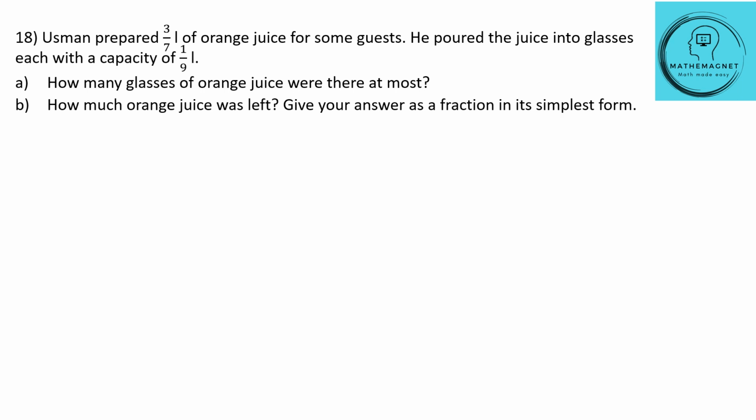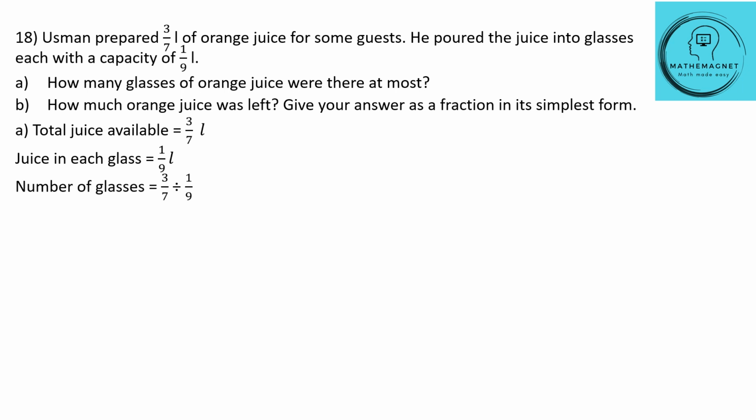So let's solve this one by one. Question A. We know that the juice he has available is 3/7 liters. Juice in each glass is 1/9 liters. So the number of glasses can be found by dividing 3/7 by 1/9, which can be rewritten as 3/7 into 9/1, which is equal to 27/7.